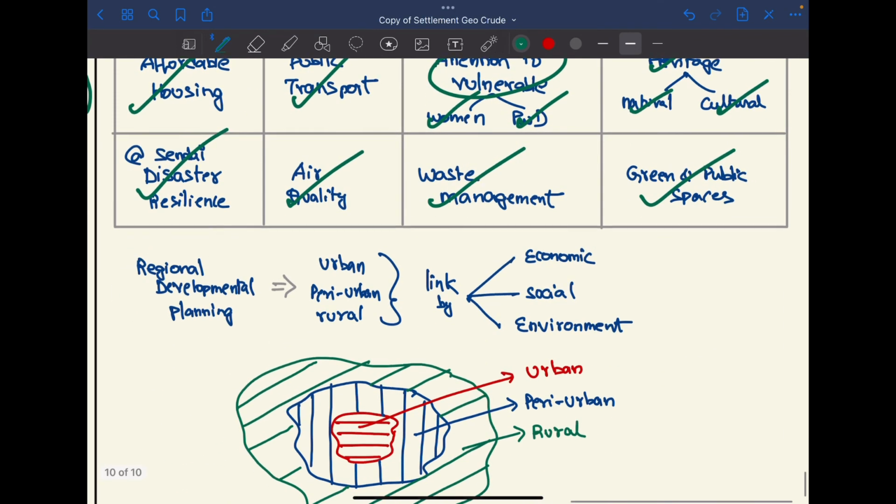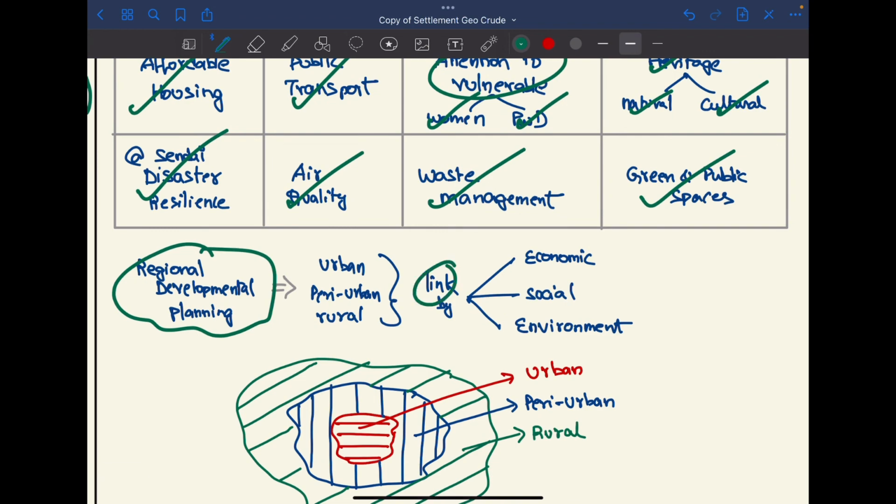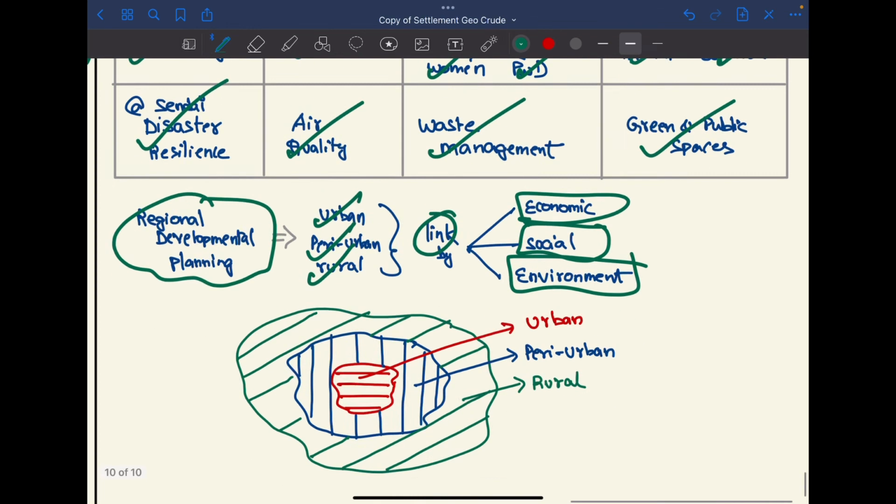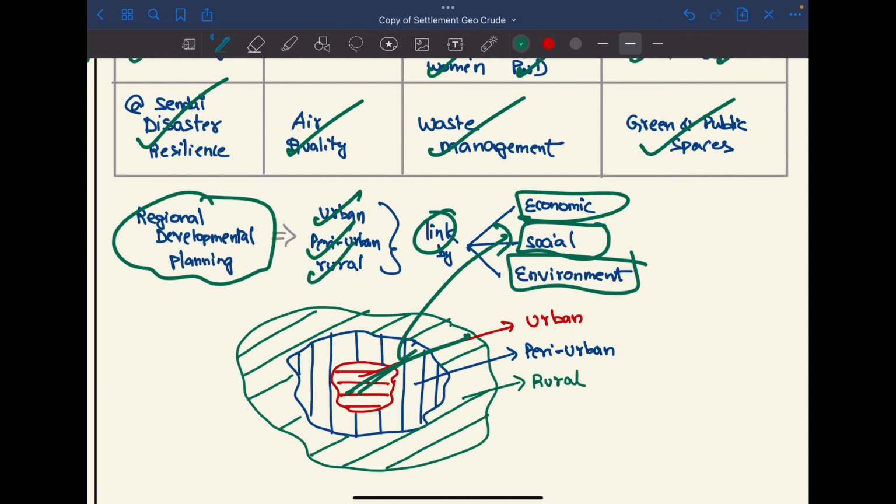So the regional development planning must link urban, peri-urban, and rural areas via an economic link, a social link, and an environmental link. Therefore, all these three areas must have all these three links.